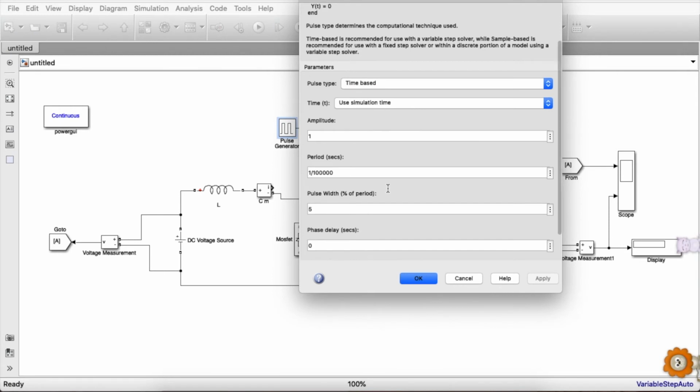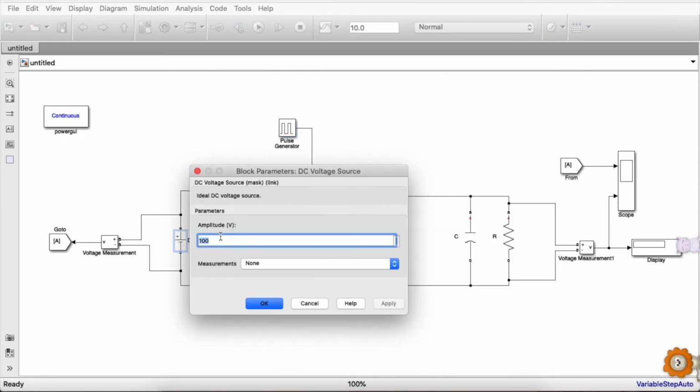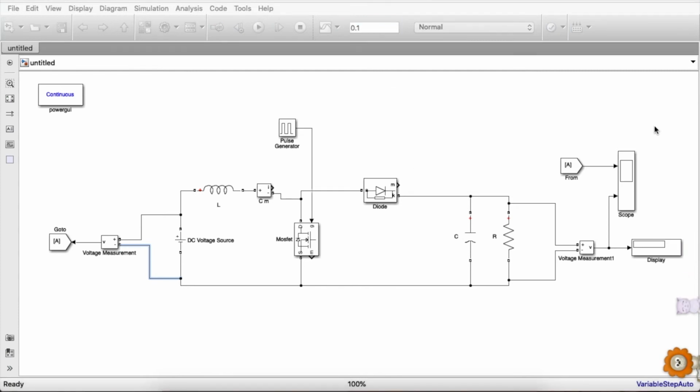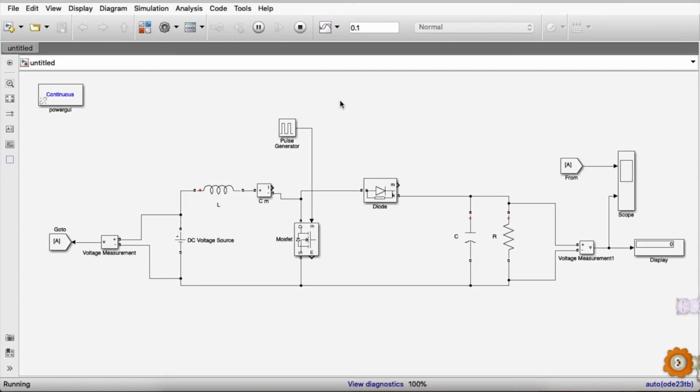Okay, so for this I have taken my frequency to be 100 kHz, and as we know, period equals 1 by f, so 1 by the frequency, 100 kHz, and this pulse width is the duty ratio, which in my case is 50%. The input voltage which I have taken is 24 volts. Let us put the simulation time to be 0.1 seconds. It should be noted that we need 48 volt to be the output voltage, where the input voltage is 24 volt. So let us see.